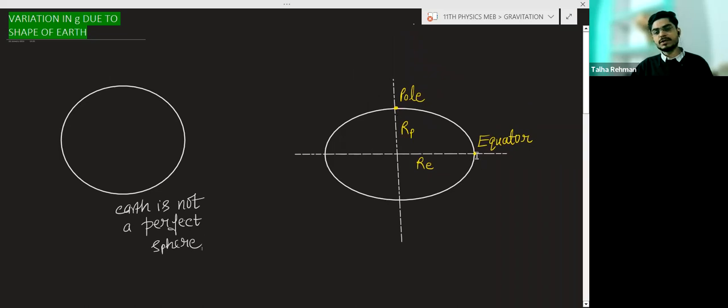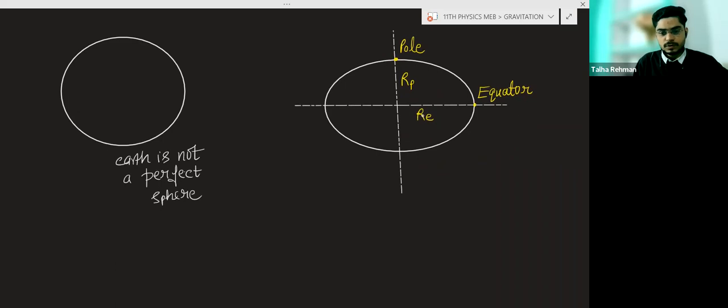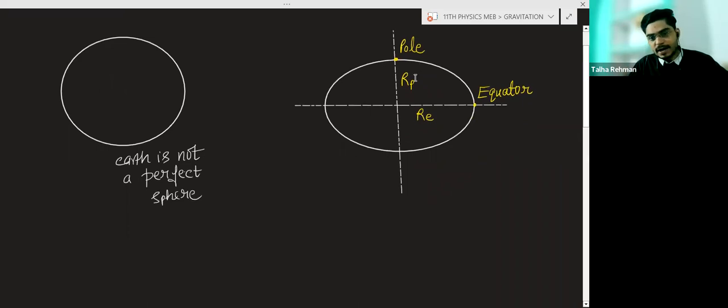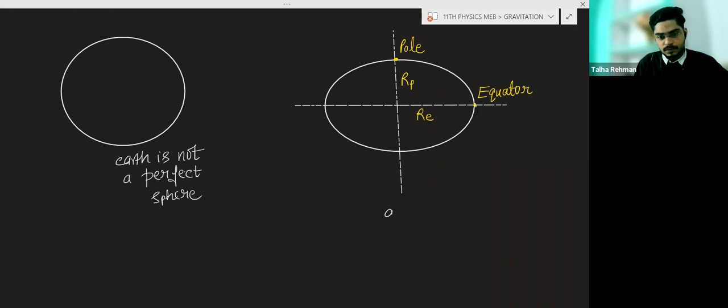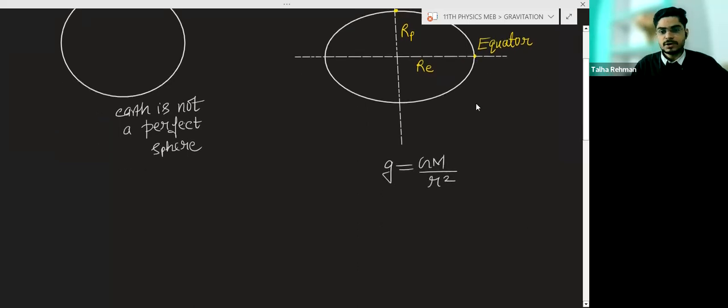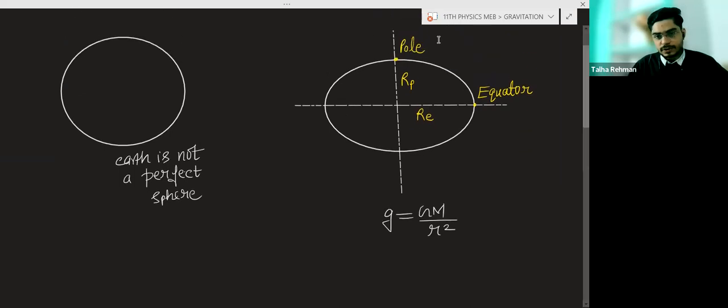So we will compare the value of acceleration due to gravity at equator and pole. The value of g at any point is given by GM divided by r square, and if you are calculating at equator, g is equal to GM divided by r square, and this is earth.